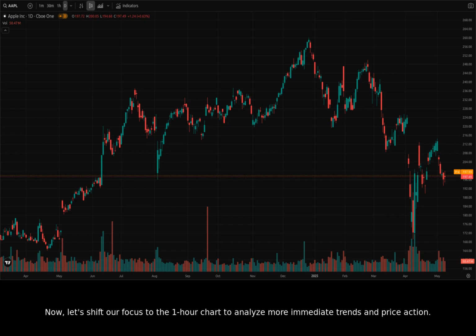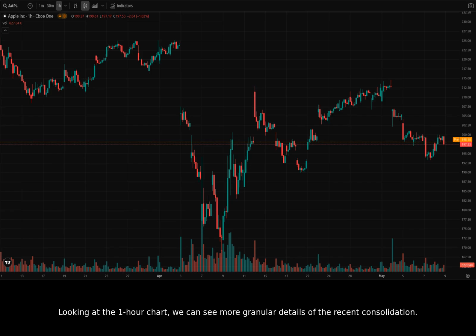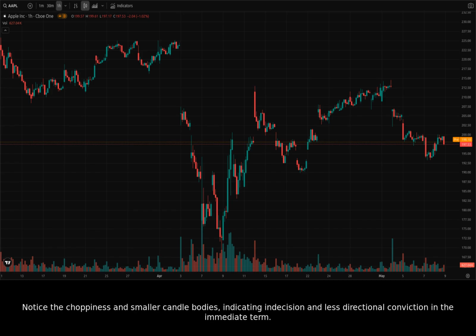Now, let's shift our focus to the one-hour chart to analyze more immediate trends and price action. Looking at the one-hour chart, we can see more granular details of the recent consolidation. Notice the choppiness and smaller candle bodies, indicating indecision and less directional conviction in the immediate term. There seemed to be support around 197 and resistance around 201. A break either way may suggest continuation in that direction.